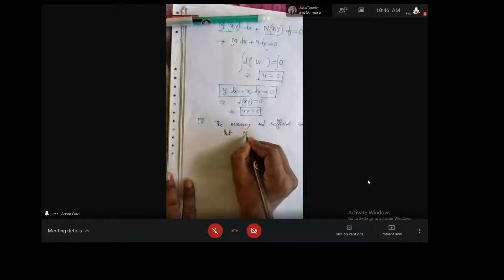Any doubt up to this? Sir, repeat it again. It's not clearly visible. Okay. Any differential equation of first order and first degree can be written in this form, M dx plus N dy, where M is a function of x and y and N is a function of x and y. This is the necessary and sufficient condition.